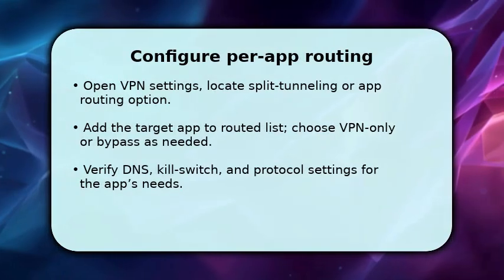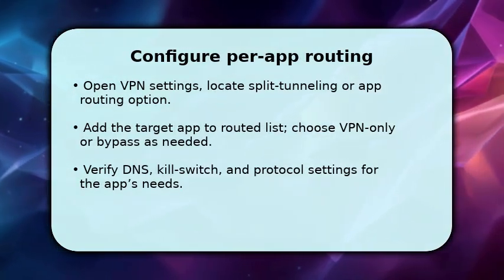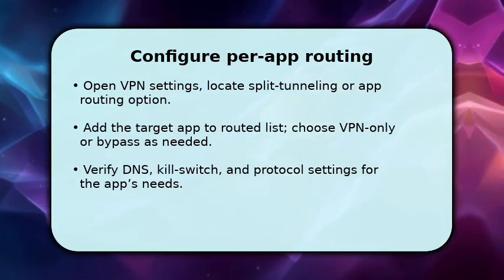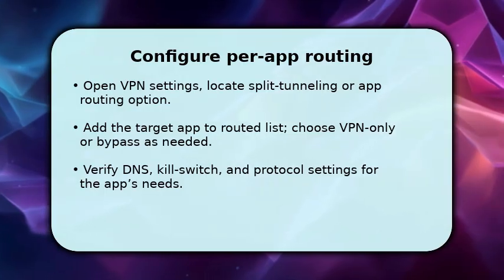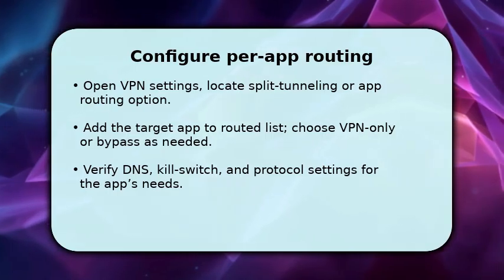Next, open the VPN app and navigate to split tunneling or per-app routing. You will add the specific app to the routed list and select whether it should use the VPN only or be excluded from the tunnel. Choose VPN only for privacy and bypass for local services.